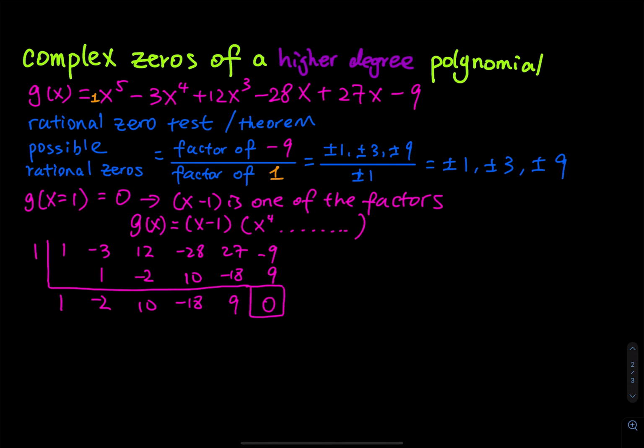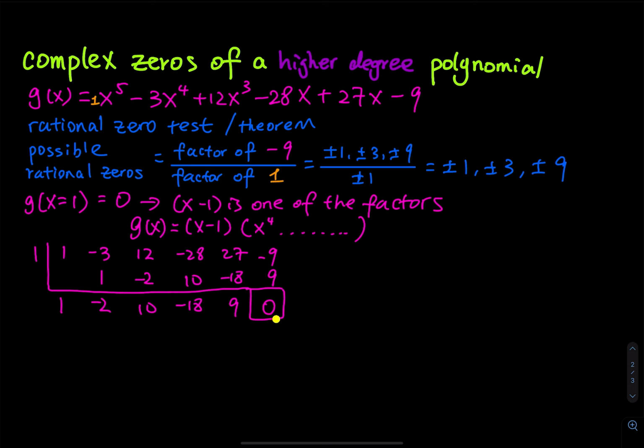So this is the remainder. It must be equal to 0. The remainder must be 0, otherwise x minus 1 is not a factor. When x equals 1, y equals 0, then the remainder must be 0.